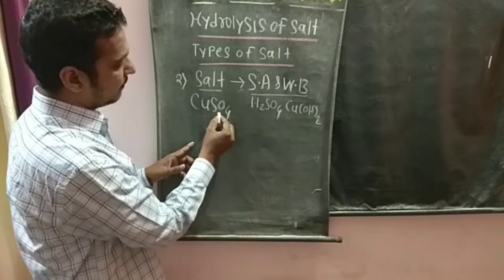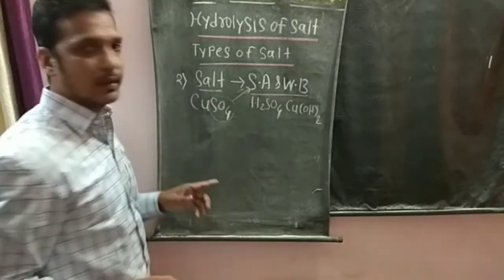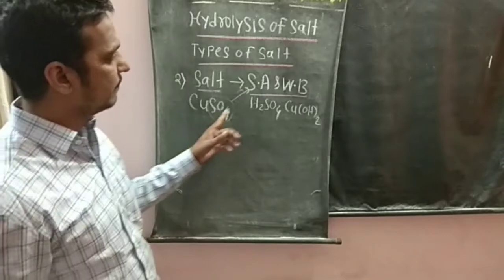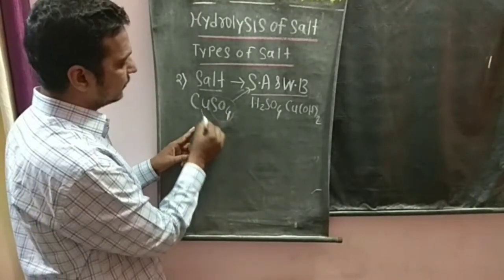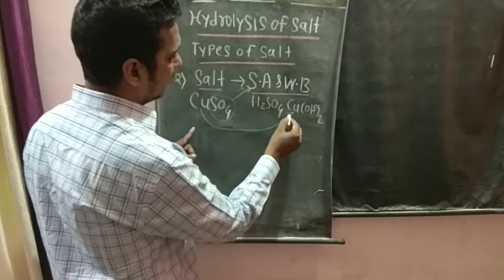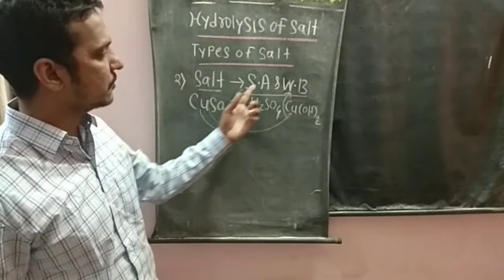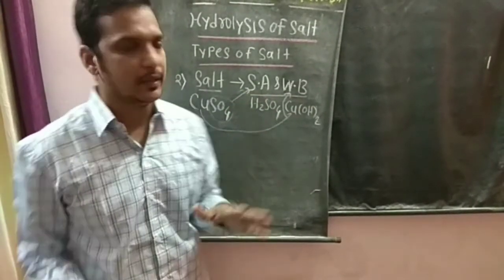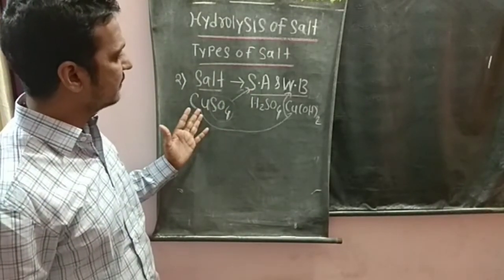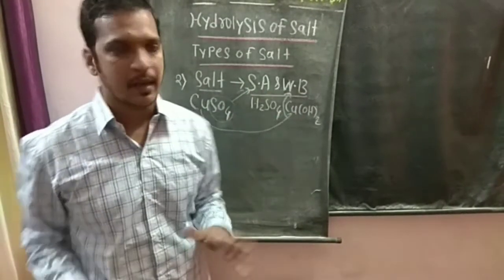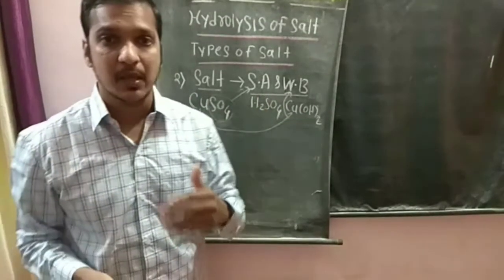So SO4 is a part of a strong acid, means the anion, the negative term, is a part of strong acid, and the cation Cu2+ is a part of a weak base. And when a strong acid and a weak base combine together, they form salts such as copper sulfate.